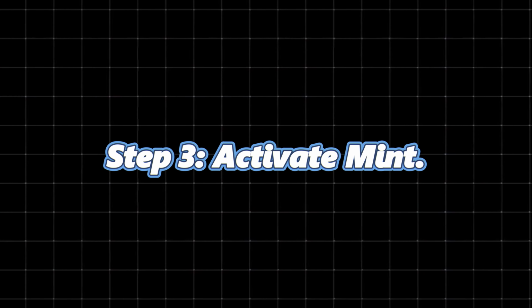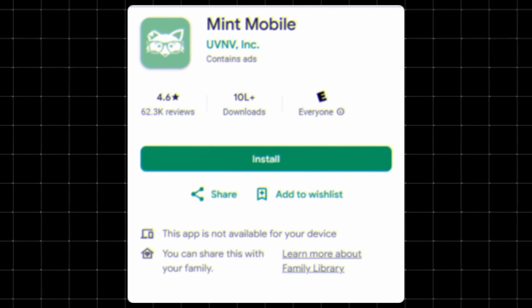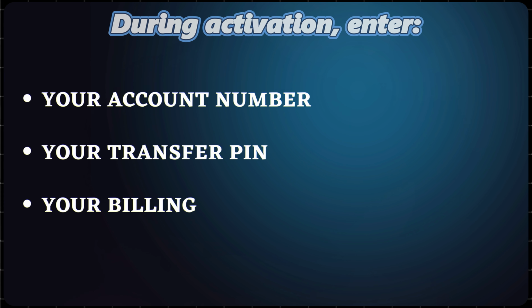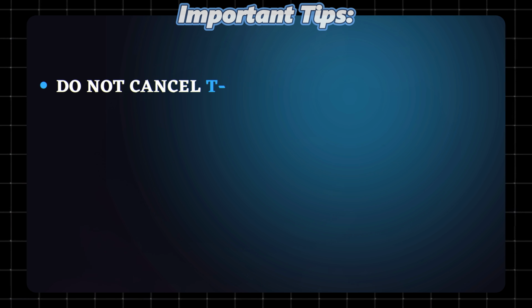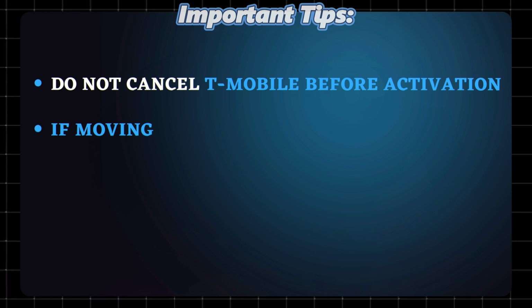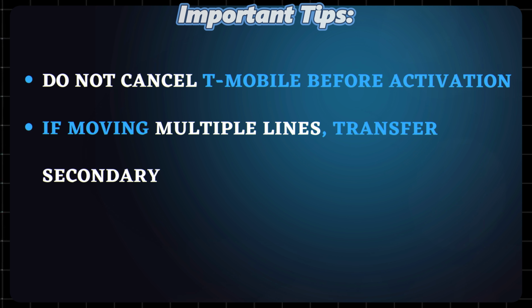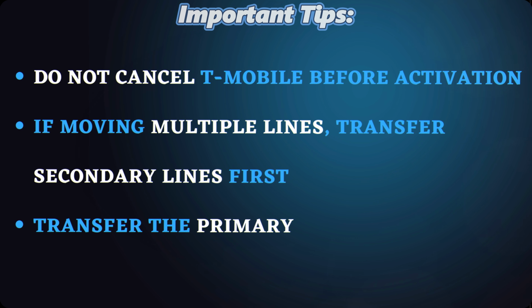Step 3. Activate Mint. Download the Mint mobile app or visit their website. During activation, enter your account number, your transfer PIN, your billing zip code. Important tips: do not cancel T-Mobile before activation. If moving multiple lines, transfer secondary lines first, transfer the primary line last.